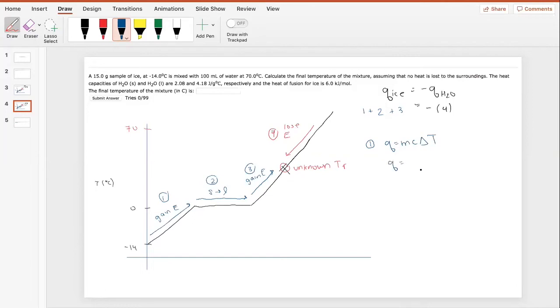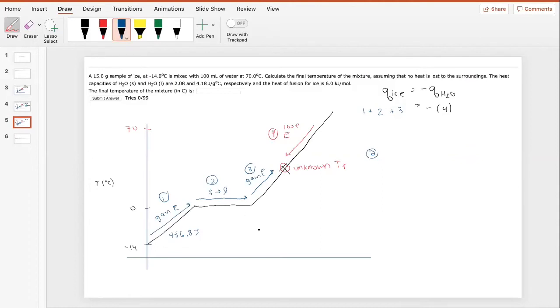So our Q then is equal to the mass of our ice, which is 15 grams, multiplied by the specific heat of ice, so that's 2.08 joules per gram degree Celsius, multiplied by the change in temperature. We're going from negative 14 degrees Celsius to the melting point, 0, and we get 436.8 joules.